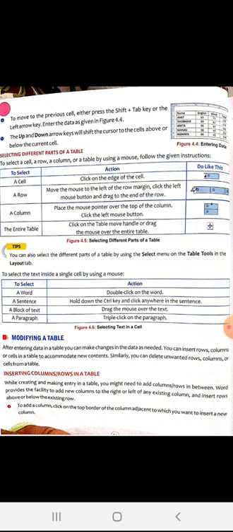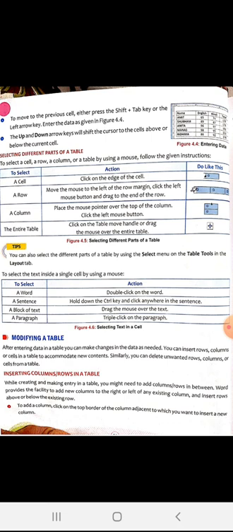Now, selecting different parts of a table. What is a cell? How to select a cell? How to select a row? How to select a column or a table by using a mouse? You have to follow the given instructions. First, what to select. Second, what you need to do, the action. Do like this. First is a cell. Click on the edge of the cell. You have clicked the mouse on a particular cell. This is a cell and you can select it in that way.